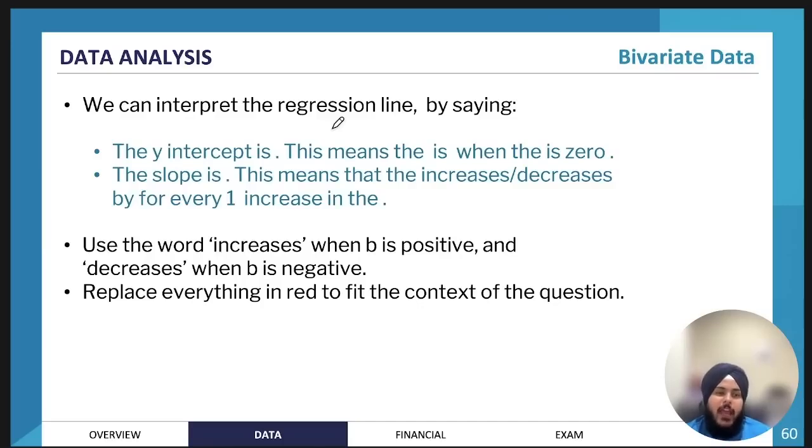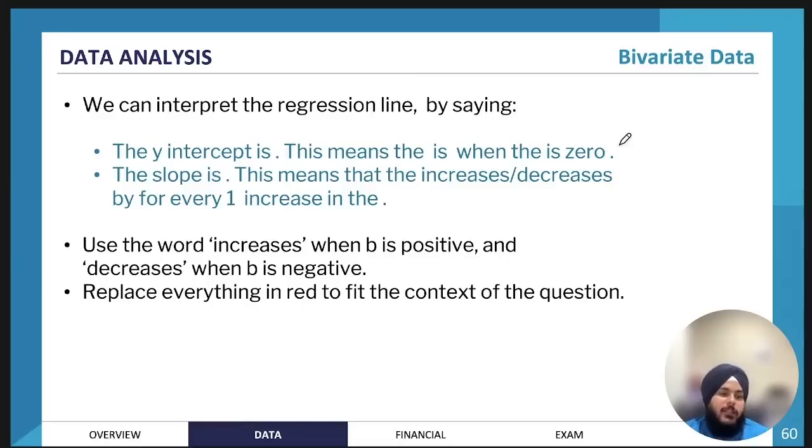So in this particular example, it's not going to make much sense. But if the weight of the orange was 0 kilograms, what's going to be the height? Obviously, you'll expect 0, but in terms of the model, it might be a little bit higher or it might be a little bit lower. Just because it's a model, it doesn't 100% accurately represent real life. Okay, so that's how we can interpret the y-intercept.